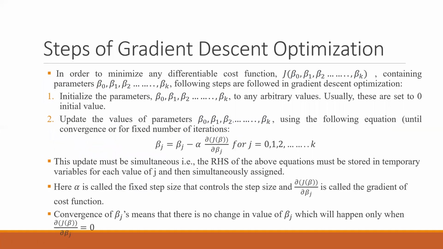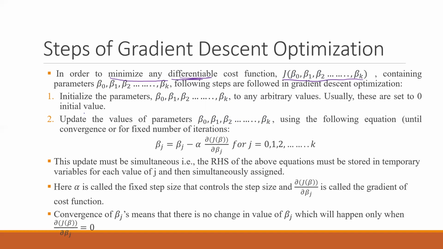So now let's discuss the number of steps that we need to do for the gradient descent optimization. In order to minimize any differentiable cost function, and this is very important, we need to minimize a differentiable function. So it has to be differentiable in the first place. So let's say that this was the function g of beta naught, beta 1, up to beta k, and it had multiple parameters, k plus 1 parameters.